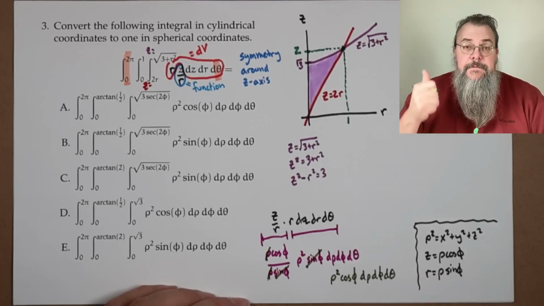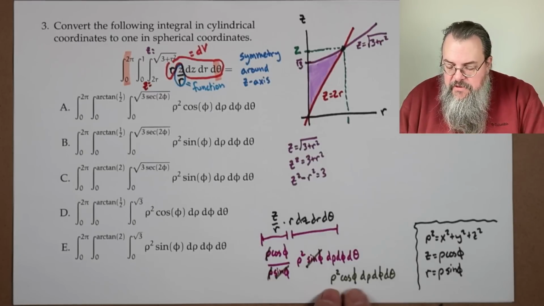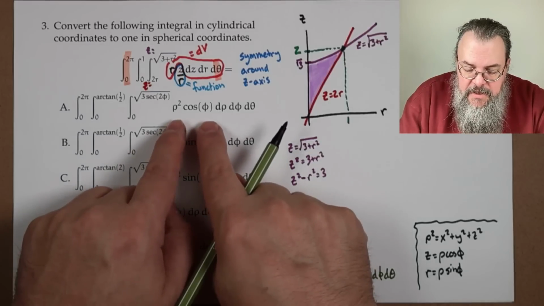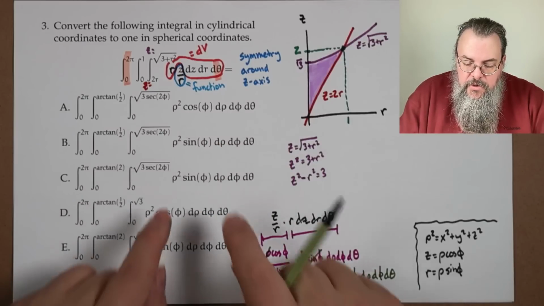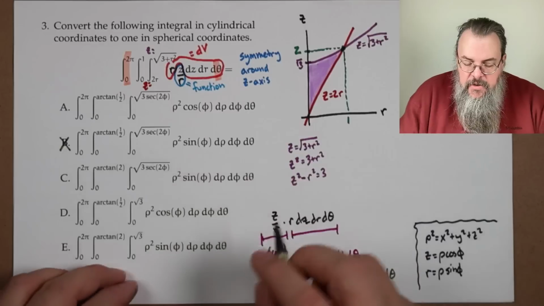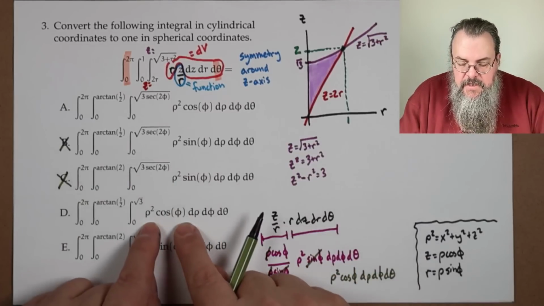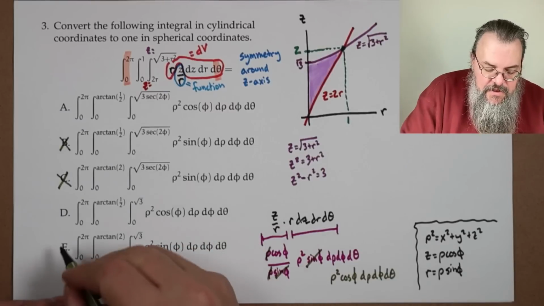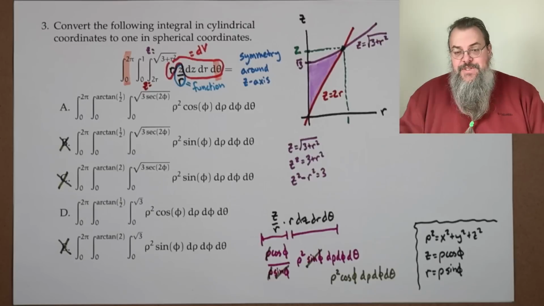So that's the function, plus how we break things up. So we are looking for this function on the inside. All right, rho squared cosine phi. Yep, that's still a possibility. Rho squared sine of phi. Nope. Rho squared cosine phi. Yeah, that's still a possibility. Okay, so we've now narrowed it down to two options.